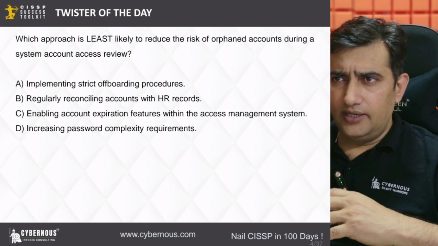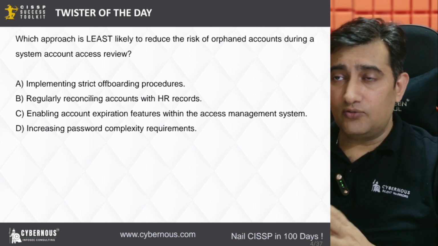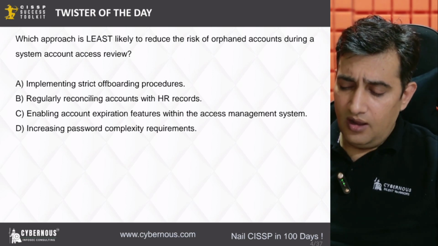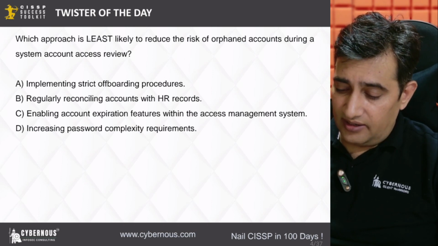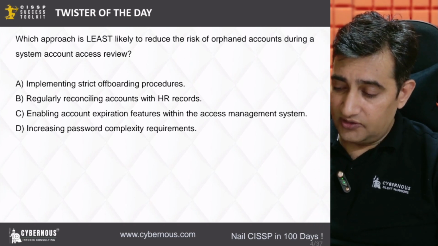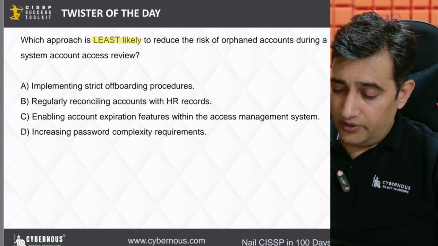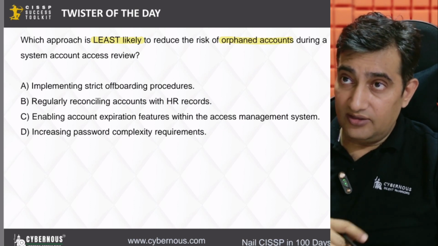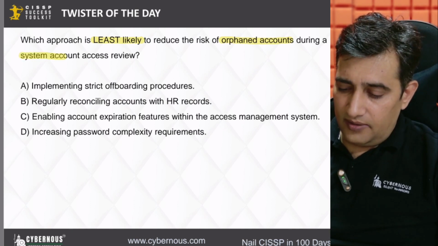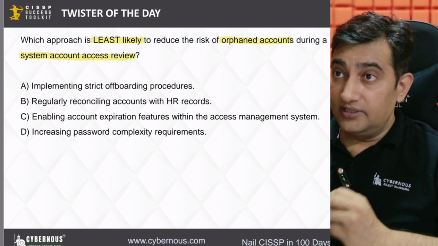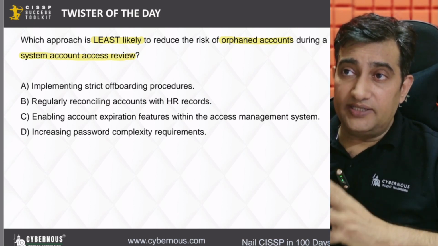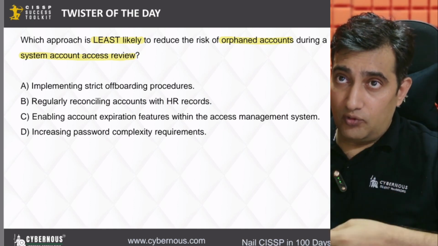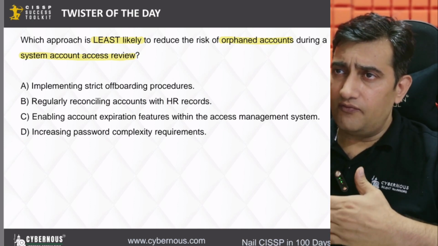Before we get into the options, let's try to understand the question better, because that is very important from the CISSP exam perspective. Which approach is least likely, right? So least likely is one of the key words in this question, to reduce the risk of orphaned accounts. Orphaned account is another keyword, during a system access review. So these are the 3 keywords. Based on that, you have to comprehend this question. They are asking you about an approach which is least likely to reduce the risk of orphaned accounts.